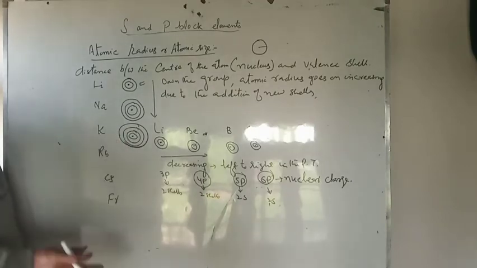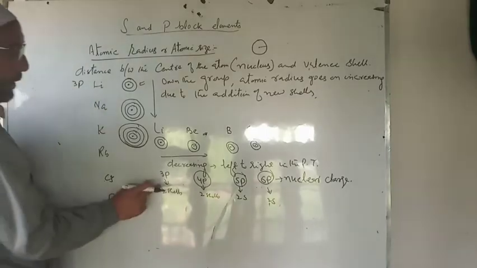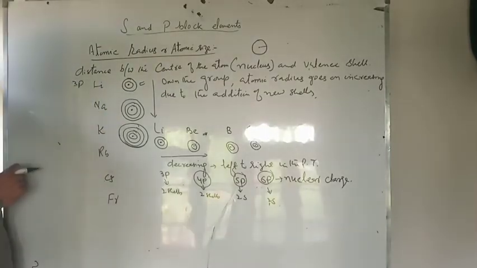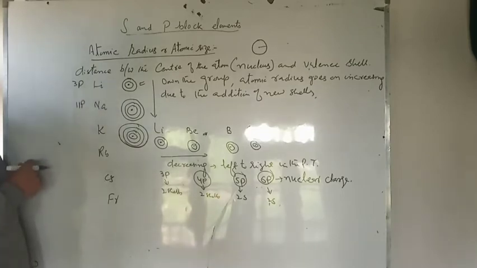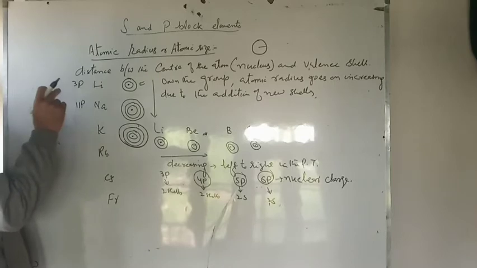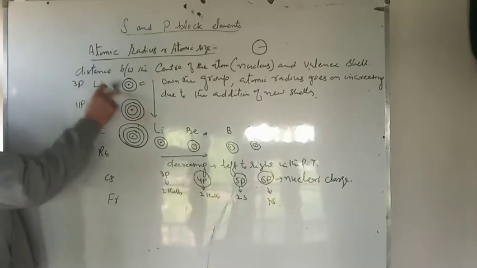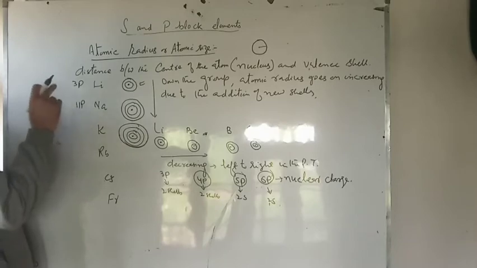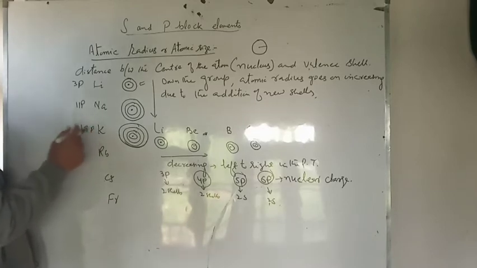But at the same time, we observe that in lithium there are 3 protons, as you have seen, because its atomic number is 3, whereas in sodium, the atomic number is 11. That means in lithium, 3 protons attract 2 shells, and in sodium, 11 protons attract 3 shells. And in potassium, 19 positive charges attract 4 shells.